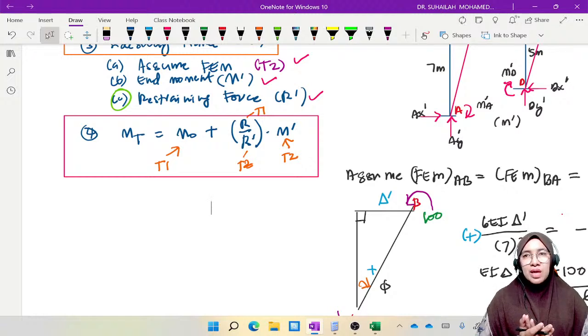Frame with side sway, there are three types. This is frame with vertical column, and we need to cover also frame with inclined column. So in my next video, I will show you how we analyze a frame whenever the column is inclined, not vertical like this. Okay, see you in my next video.